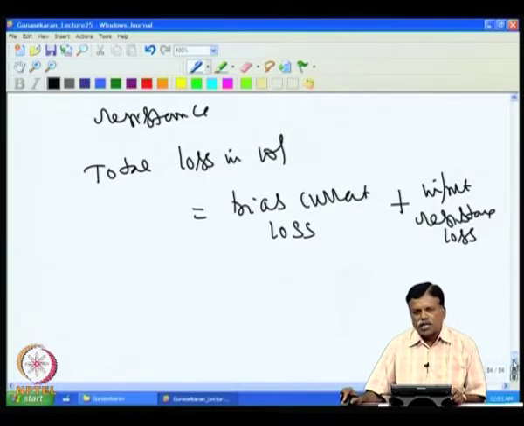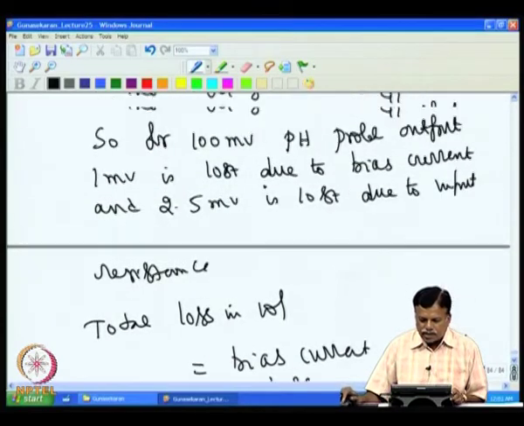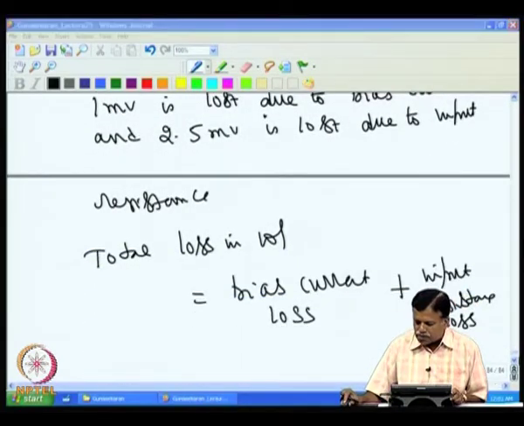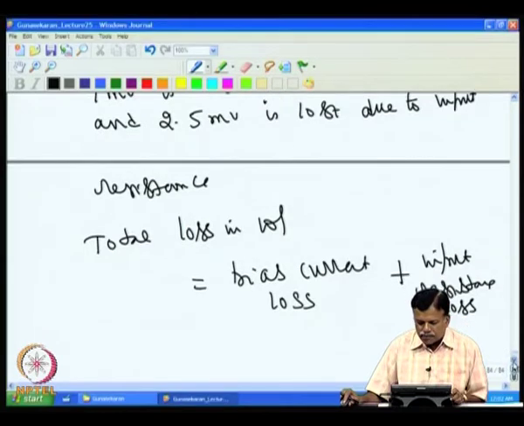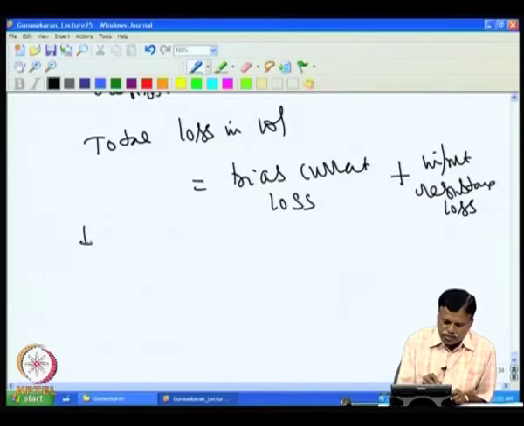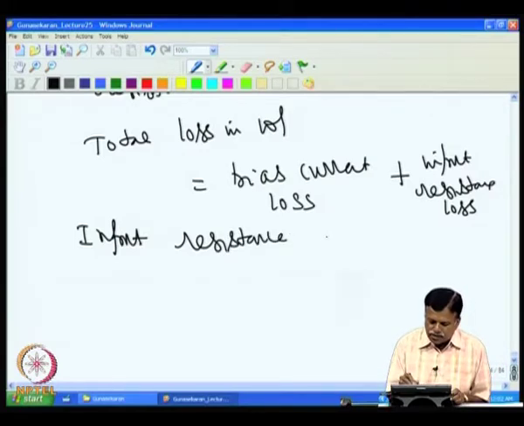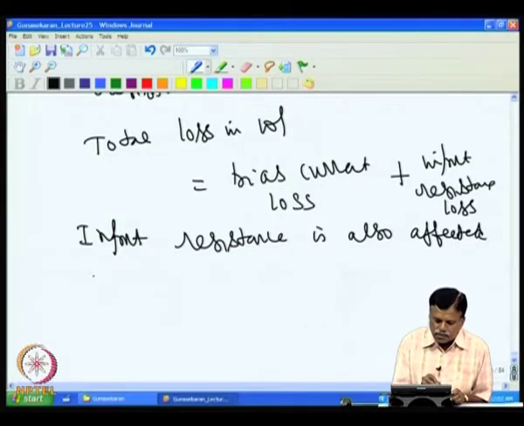There is one more issue with the input resistance, because there is a package resistance that is always there in addition to the current that is flowing into the circuit terminals of the op amp. So, we have to consider what the package resistance loss is. So, input resistance is also affected by package resistance.